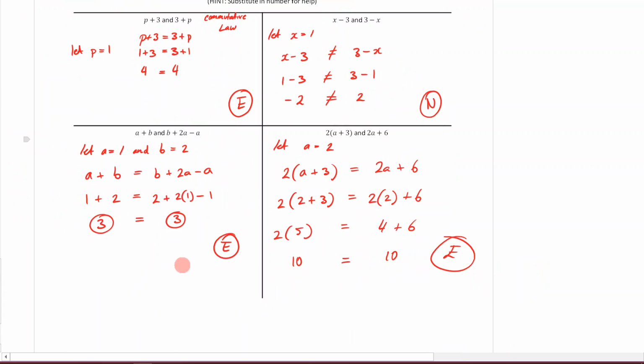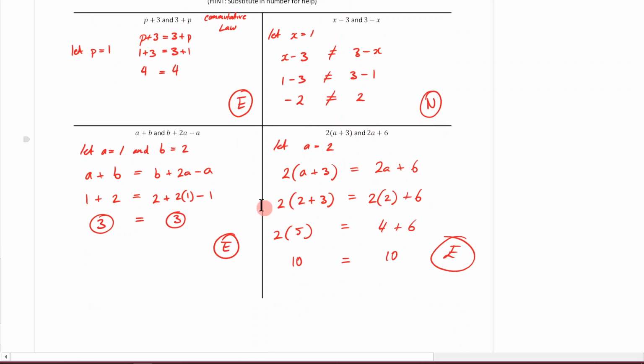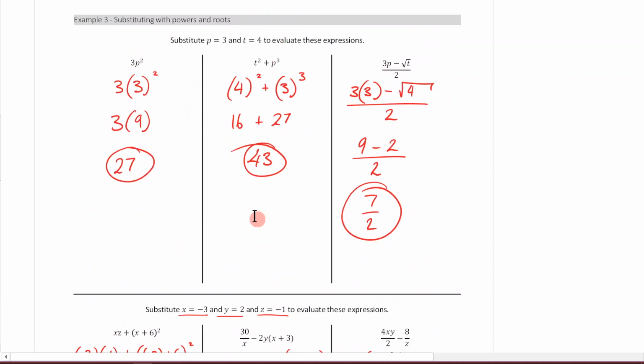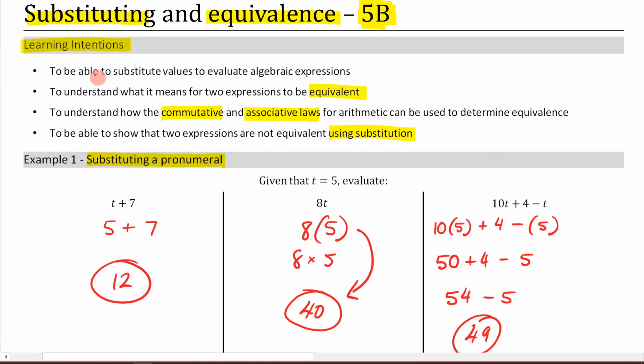Perfect. So we have seen here how we can use our commutative law and associative law to figure out whether things are equivalent, and also how we can use our substitution knowledge to do so also. If we come back to our learning objectives at the very start of this lesson, let's see if we can do everything here. Are we able to substitute in values to evaluate algebraic expressions? Yes. Do we understand what it means for two expressions to be equivalent? Yes. Do we understand how the commutative and associative laws for arithmetic can be used to determine equivalence? Yes. Are we able to show that two expressions are not equivalent using substitution? Yes. Hopefully you found this lesson helpful, and I'll see you in the next one.